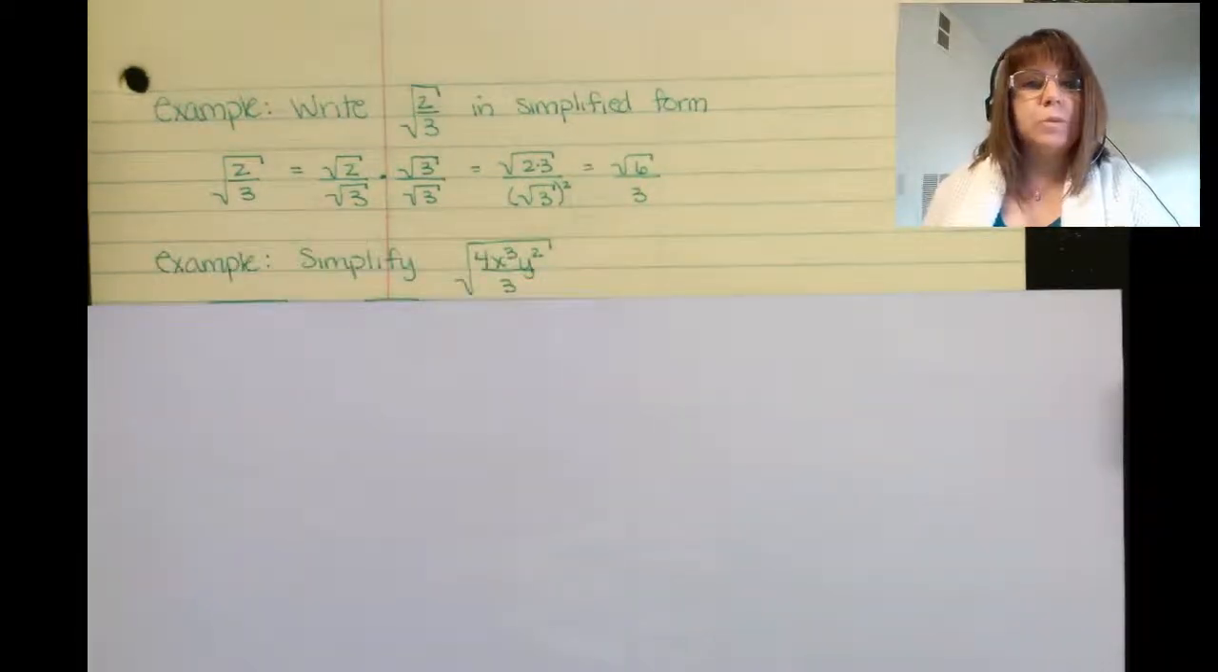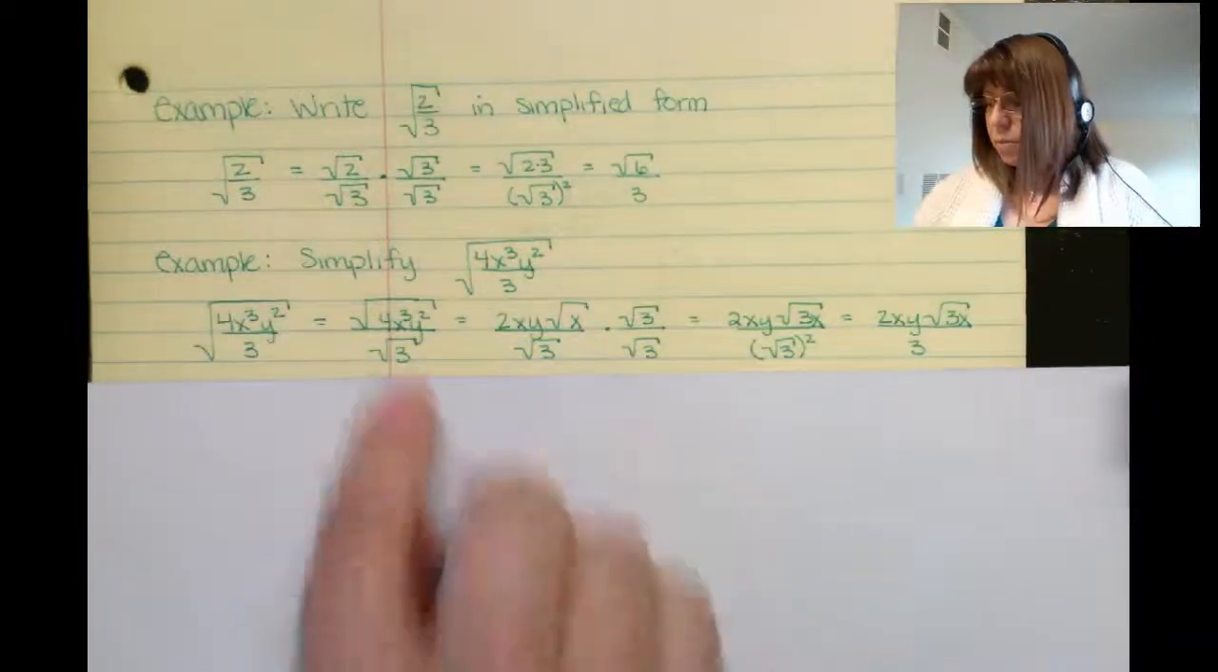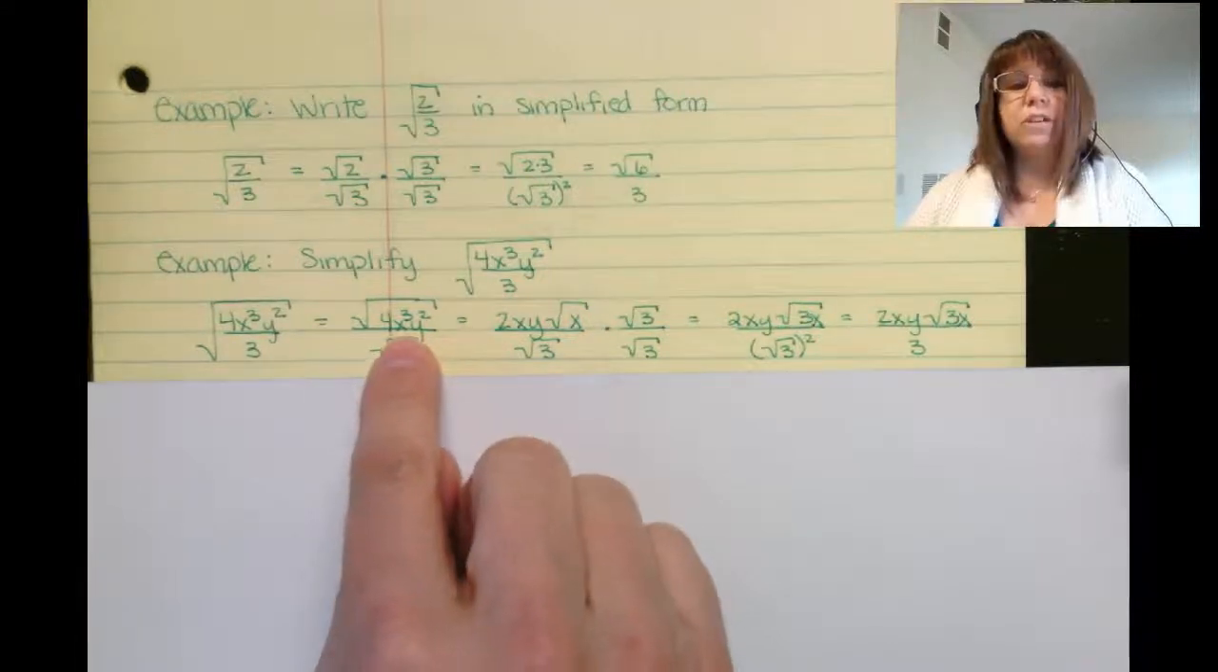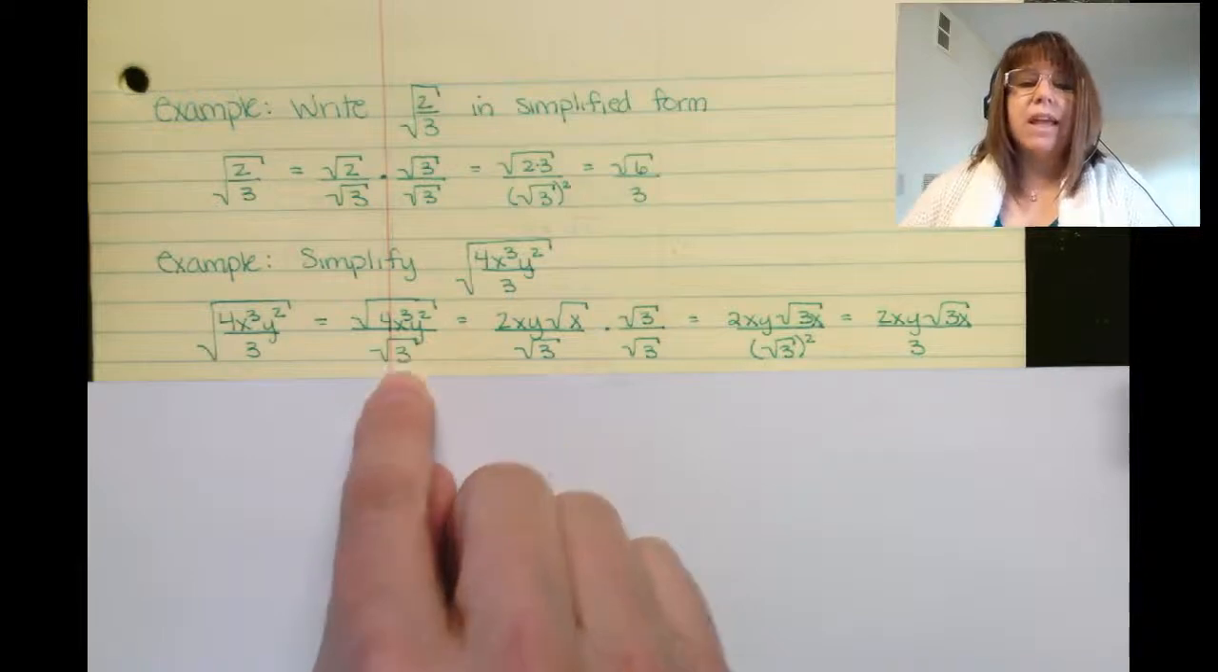Here's a problem that's a little bit more complex. The square root of 4x cubed y squared all over 3. Well, first it breaks the rule that there's a fraction in there. So I am going to break it apart to where the numerator is in a radical sign all by itself, and the denominator likewise is all by itself.